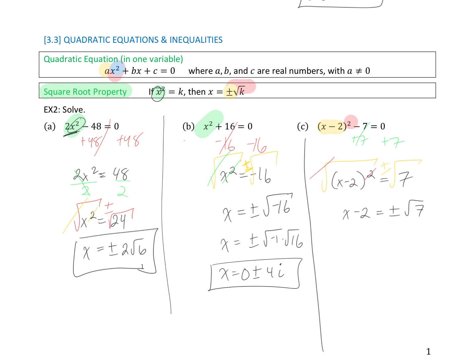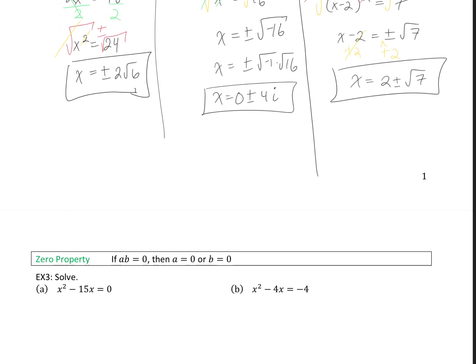Lastly, we just got to get that 2 to the other side. So we'll add 2 to both sides. I always add it in front of the plus or minus. It makes it a little easier to understand. And we have 2 plus or minus the square root of 7, which we can't actually simplify because the square root of 7 can't be broken down further, so we'll just leave it as that.